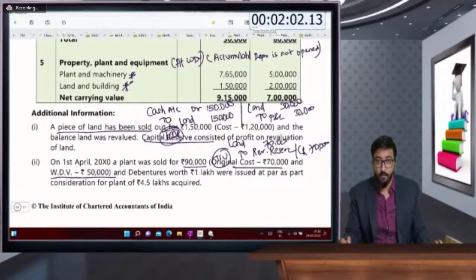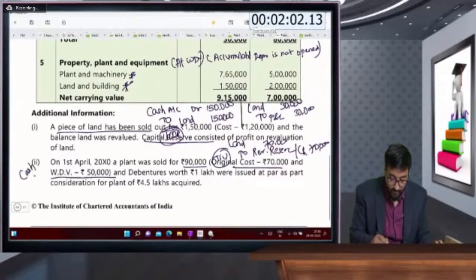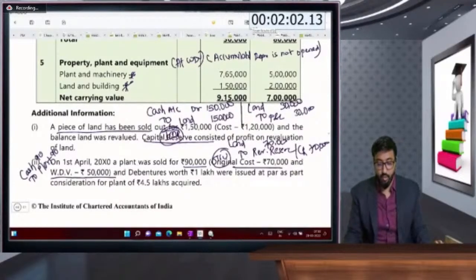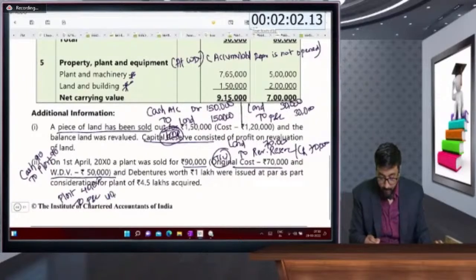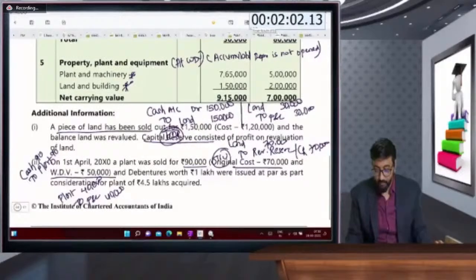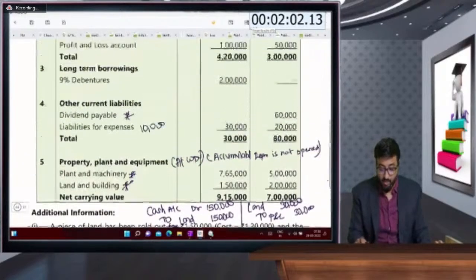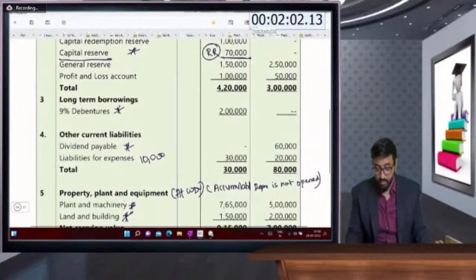So plant was sold for 90,000, original cost 70,000 and WDV 50,000. So what is the entry? Cash account debit to plant 90. And then plant account debit to P&L 40. So plant account is open. Debentures worth rupees 1 lakh were issued as a part of consideration for plant of 4.5 lakhs acquired. So debentures are issued for plant. So debentures account is open.